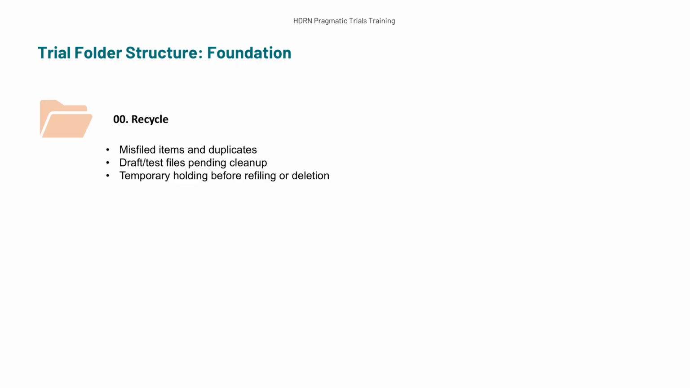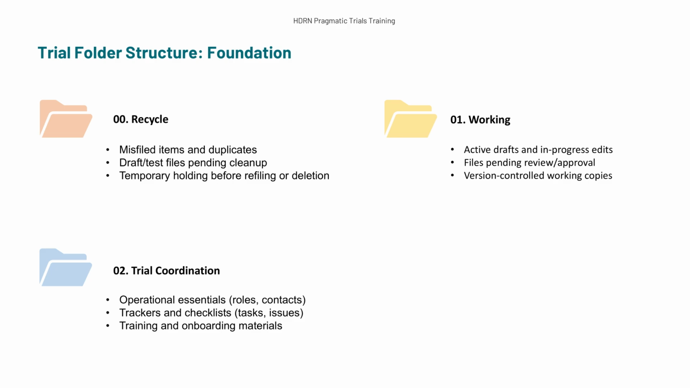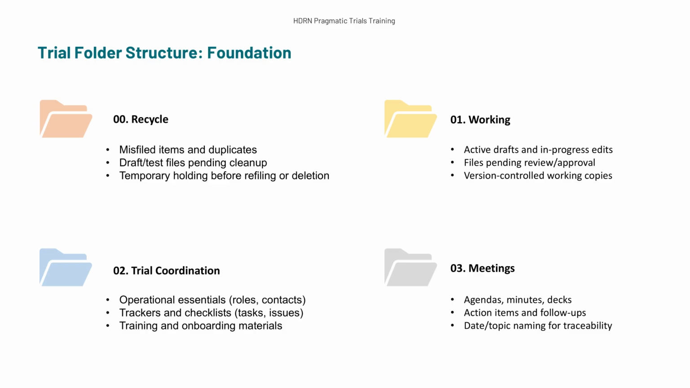This slide introduces the foundation of the trial folder structure. The recycle folder acts as a temporary holding space for drafts, test files, or misfiled documents and should be cleared regularly. The working folder is where active drafts live before approval, with finalized documents moving into their designated folders. Trial coordination serves as the central operational hub, housing staff materials, task tracking, training, and onboarding. Meetings folders capture formal agendas, minutes, and decks, with consistent naming by date and topic to support traceability and easy reference.